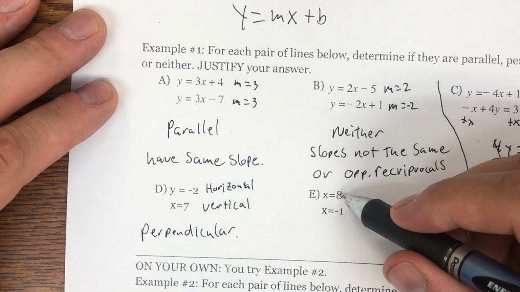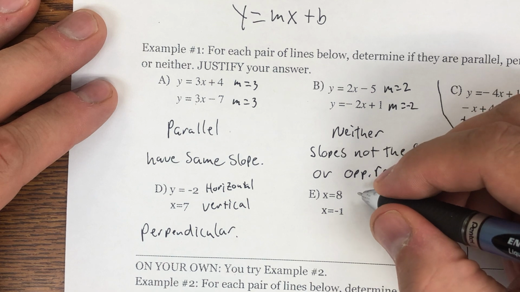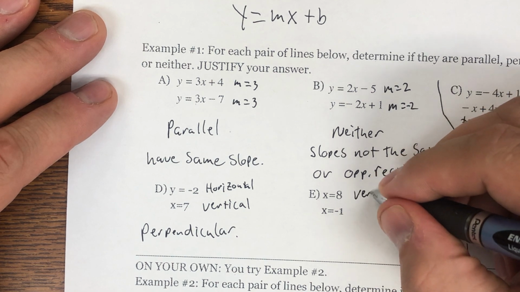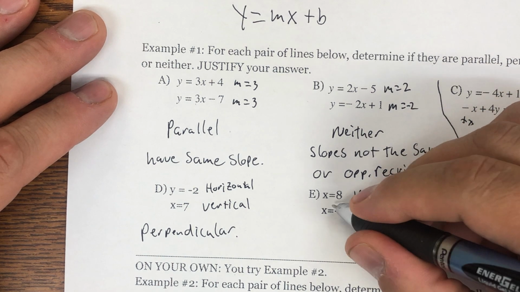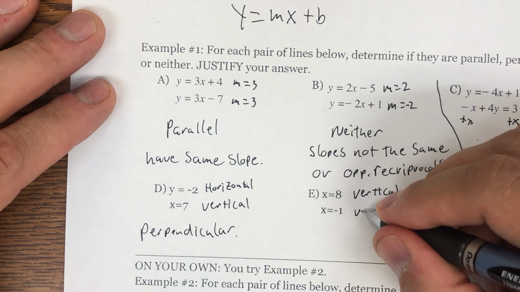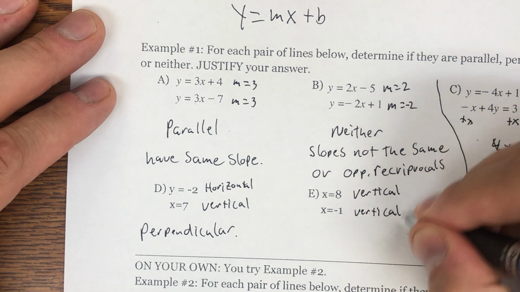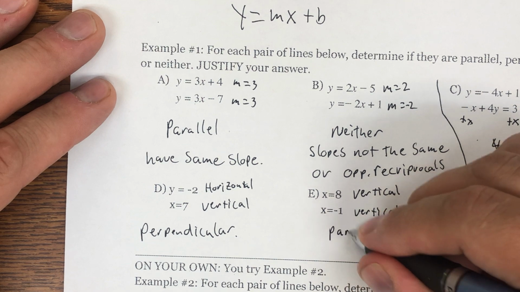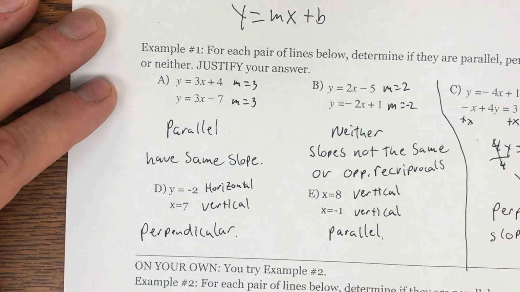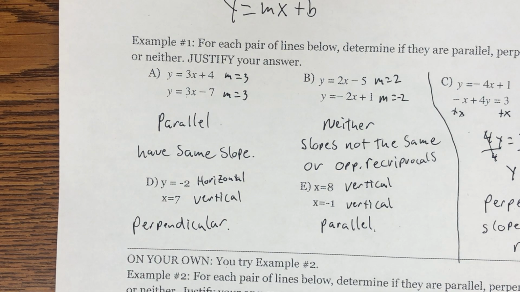Next one, x equals 8. That is a vertical line. x equals -1 is also a vertical line. Since they're both vertical lines, they are parallel. And we got it. Now on your own, go ahead and try out A, B, and C.